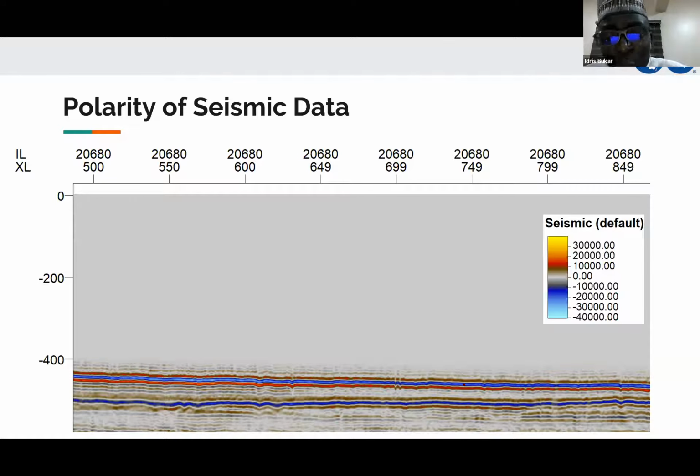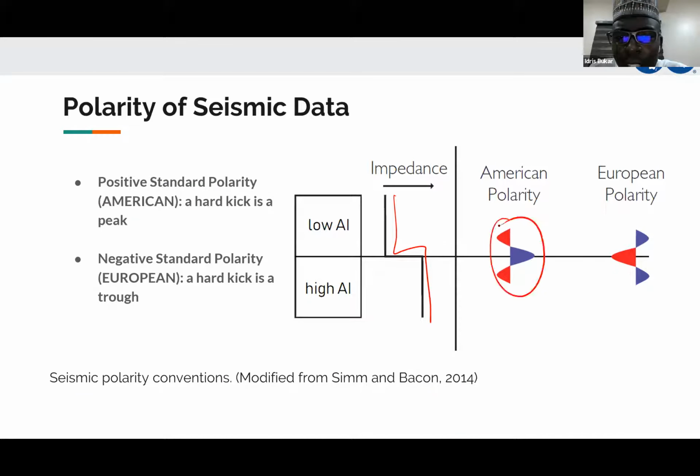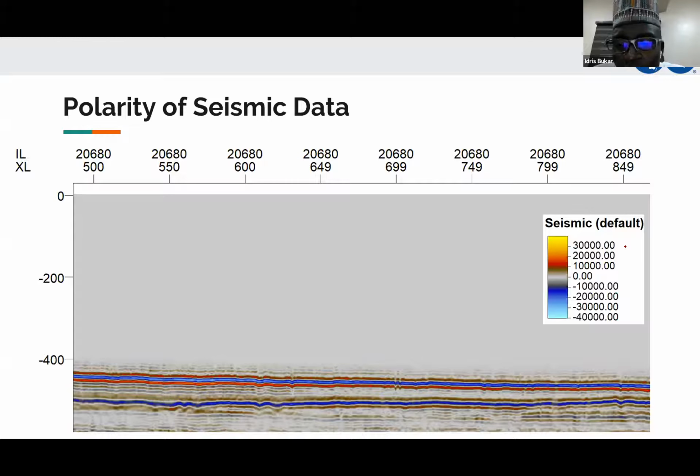Since it's a hard kick for sure, if it is a peak, then when a hard kick coincides with a peak, that is American. Remember? Here, a hard kick, peak. So a hard kick, trough. And how do you know what a peak is and what a trough is on the color display? You look at your color bar, your legend. You see that the positive numbers are the peaks, the negative numbers are the troughs.